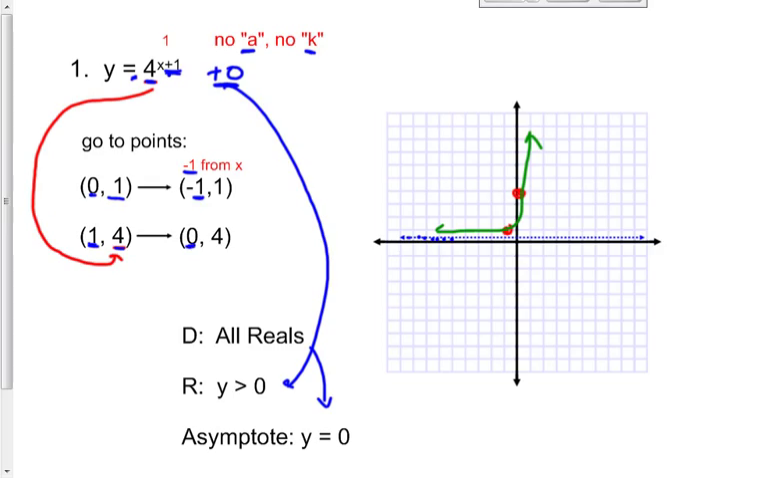The y value, since I do not have an a term to multiply by, and I have nothing to add in for my k value, my y term stays as 1, my y term of 4 stays as 4, and those become my new dots. You can go ahead and plot (-1, 1) and (0, 4), and connect them with a slow rising curve. And remember, on this left-hand side, do not touch your asymptote line. That's the guide that you come close to, but do not touch.